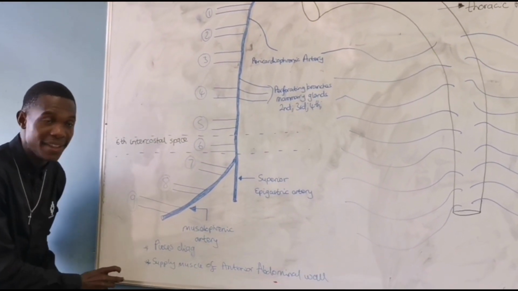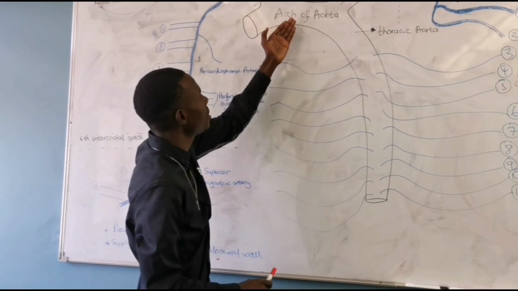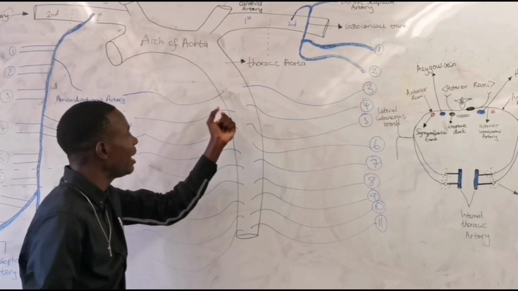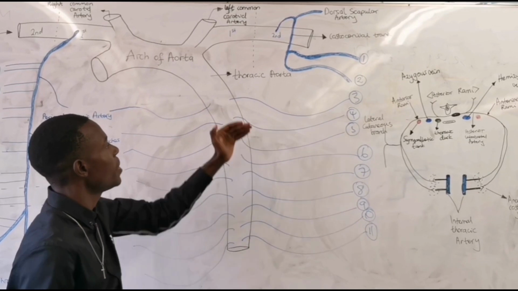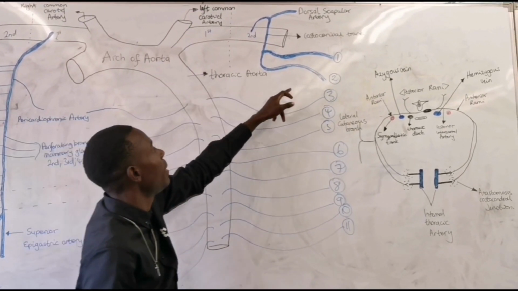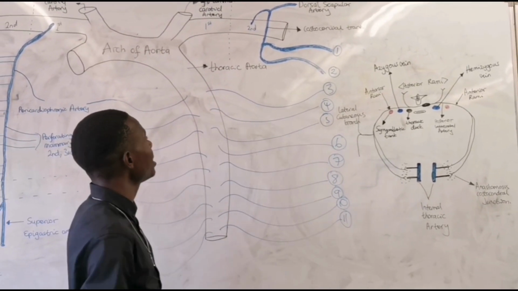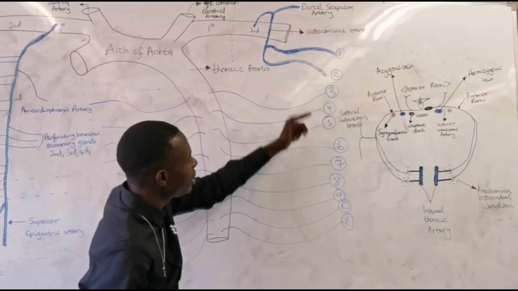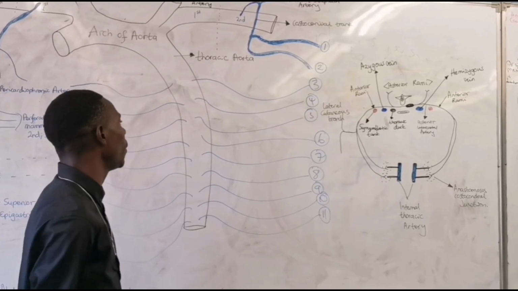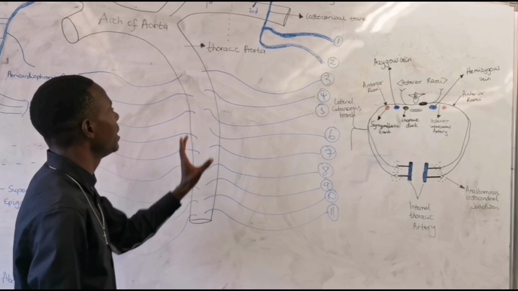And the remaining 10, 11, they are supplied by the what? By the posterior intercostal artery. This is our arc of the aorta. This is our descending aorta. The descending aorta is going to give us branches, each branch for each intercostal space. So the first intercostal space in the posterior aspect of the thorax is supplied by the supreme or superior intercostal artery. Then the remaining 3 to 11 intercostal spaces are supplied by the posterior intercostal arteries. They're supplied by the dorsal aorta.